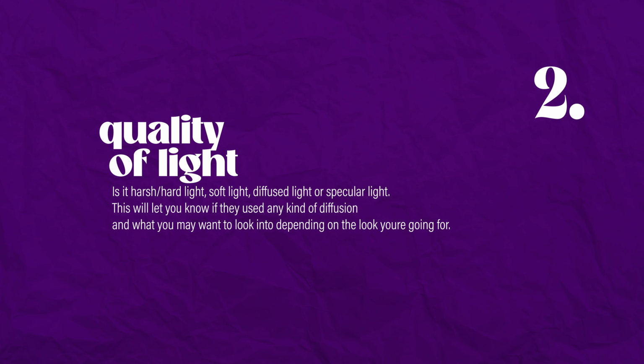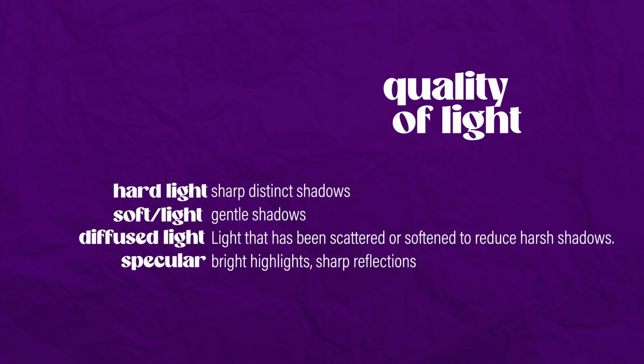The second tip I want to give when you're trying to learn how to analyze light in any particular scene is going to be the quality of light. So first you have your light direction. How are the shadows being cast? That is helping you figure out where the light may be. The second one is going to be the quality of light. Is it soft? Is it harsh? Is it specular? Is it diffused? All of those help add into the quality of light.